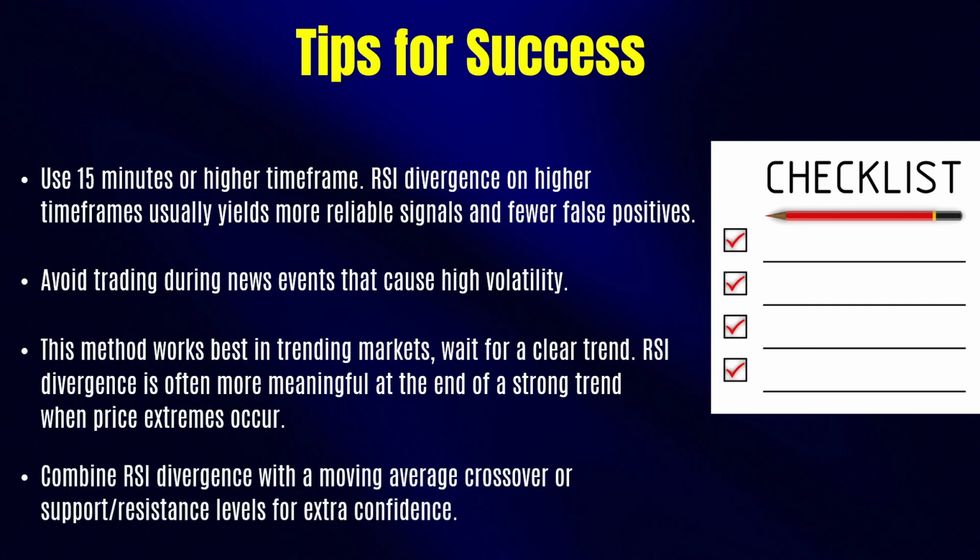And the last tip is combine RSI divergence with the moving average crossover. In addition to the moving average, try to take positions where you see a strong support resistance level or pivot points or round levels, those psychological levels, for extra confirmation.